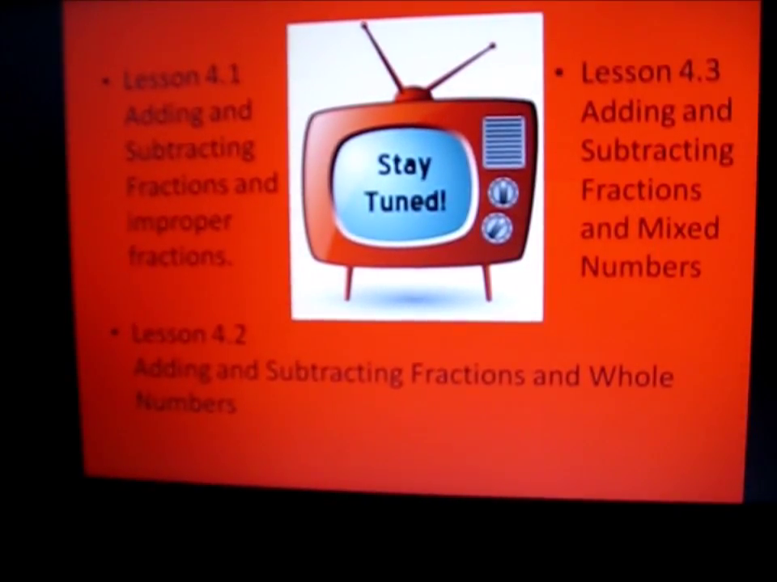Stay tuned for lesson 4.1, adding and subtracting fractions with improper fractions. Lesson 4.2, adding and subtracting fractions with whole numbers. And lesson 4.3, adding and subtracting fractions and mixed numbers.